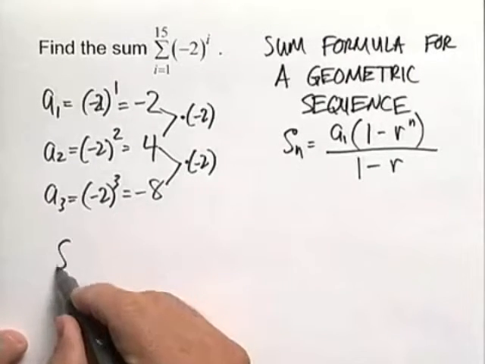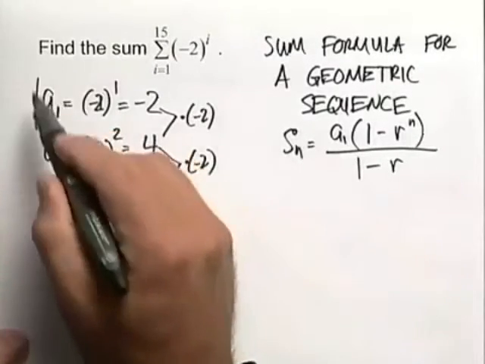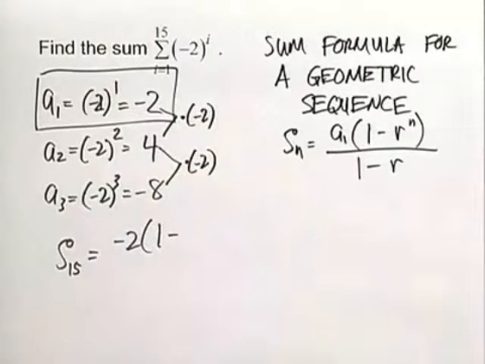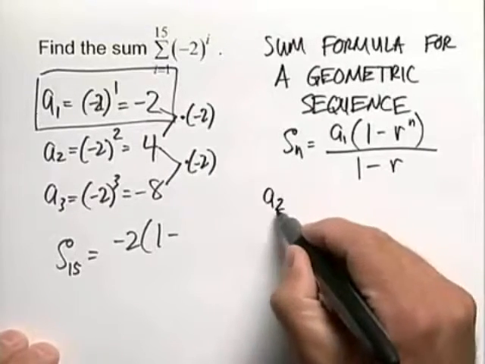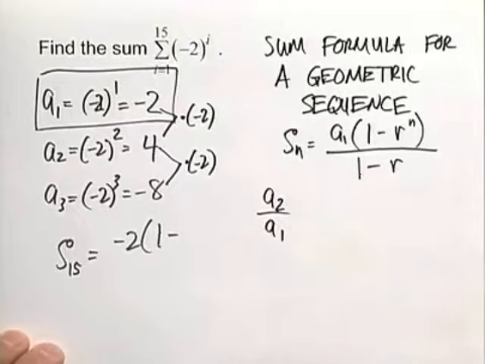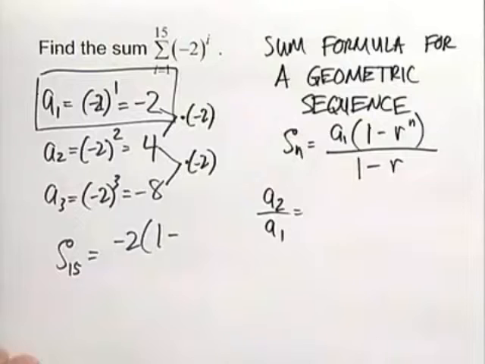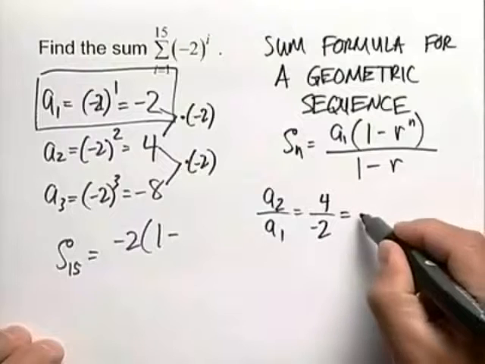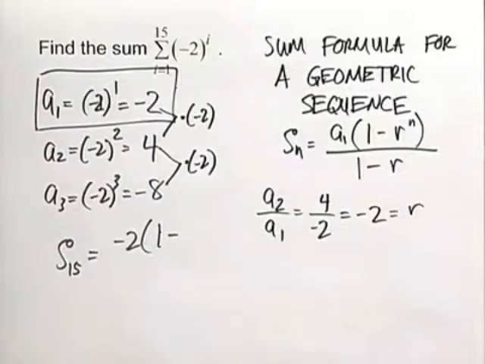So we're looking for S sub 15 here, the sum of the first 15 terms. a sub 1 is our first term, which we already have, negative 2, times 1 minus r. Here we need to find our common ratio, and the way we can go about finding our common ratio is take a sub 2 divided by a sub 1, a sub 3 divided by a sub 2, and so forth. Take any two successive terms and divide them, and in this case we can see that 4 divided by negative 2 will give us that common ratio of negative 2, and that's almost always represented as r. So we'll take that now and plug it into our formula.